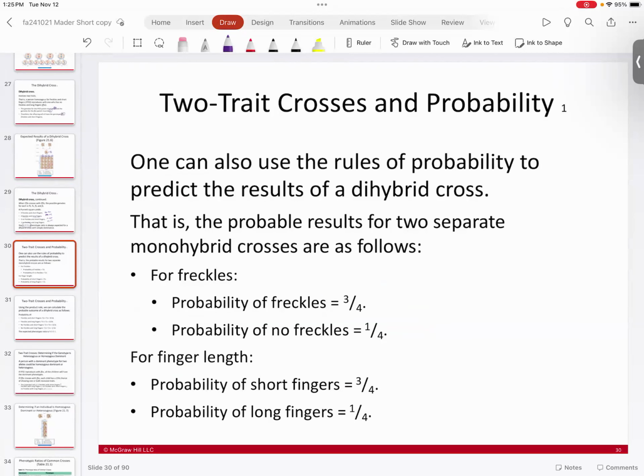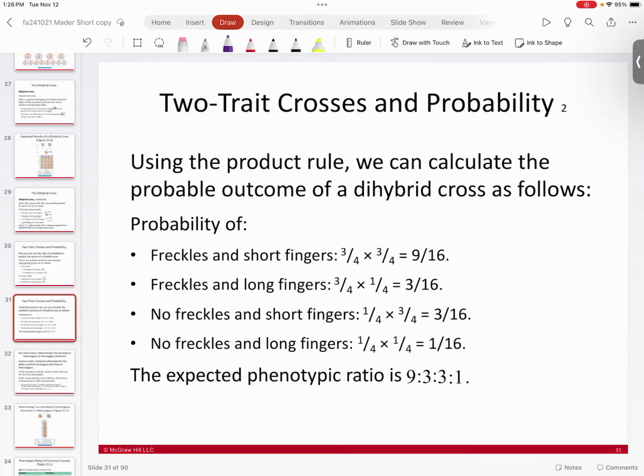Now, how do we use probability with the two trait crosses? We can still use the rules of probability with the dihybrid. Ultimately, we can approach this as having two monohybrid crosses together. For instance, for freckles, you have a 3-to-1 ratio, and for finger length, you also have a 3-to-1 ratio. If we use the product rule, we can calculate the outcome of each one. What's the likelihood of having freckles and short fingers? Well, if you have freckles, we already know that it's a 3/4 probability, and short fingers, we know it's a 3/4 probability, which brings you to 9/16.